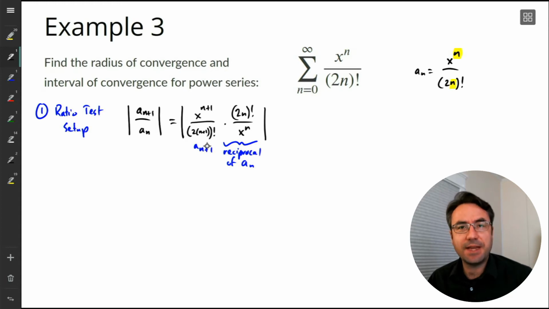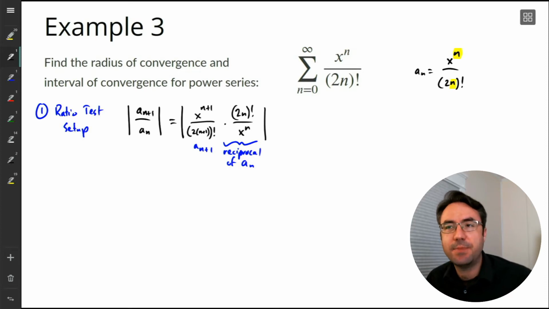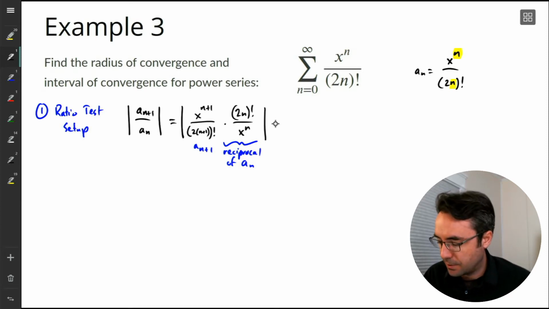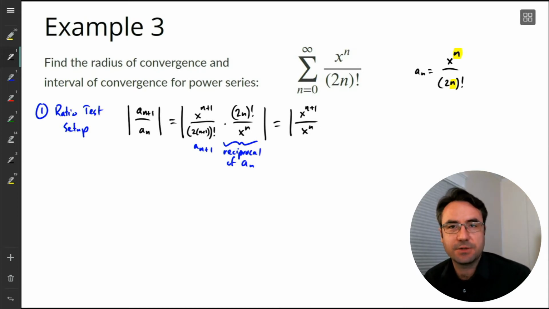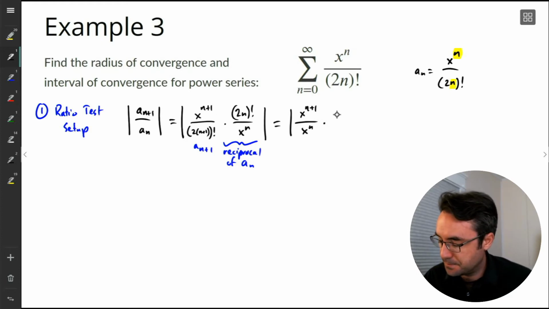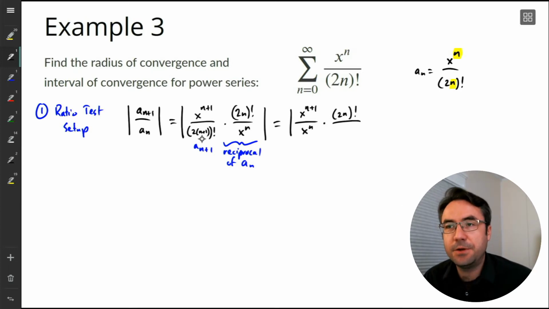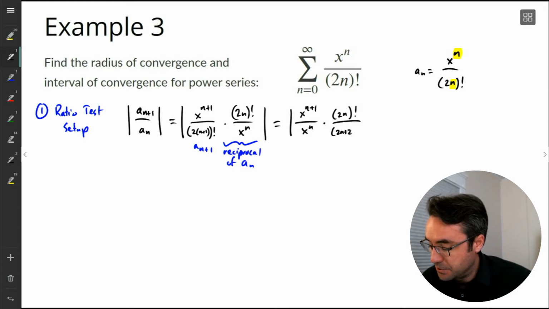That's just the ratio test setup. Now we want to simplify this down. The usual drill with the ratio test is to line up the fractions and match like terms. So we'll have x to the power n plus 1, and then this x to the n, we'll move it to this first fraction. Then we'll move the factorials to the second fraction. Everything's multiplication here, so we can do that. So then we'll have 2n factorial over, and if we do the multiplication here, this will be 2 times n plus 1, so it'll be 2n plus 2 factorial.